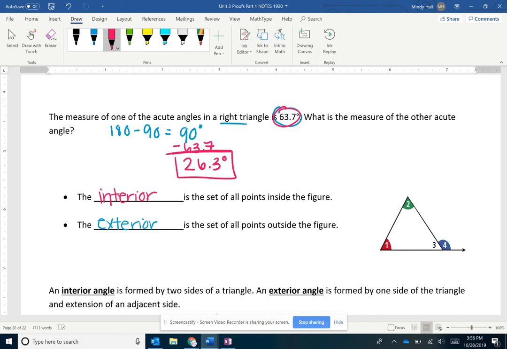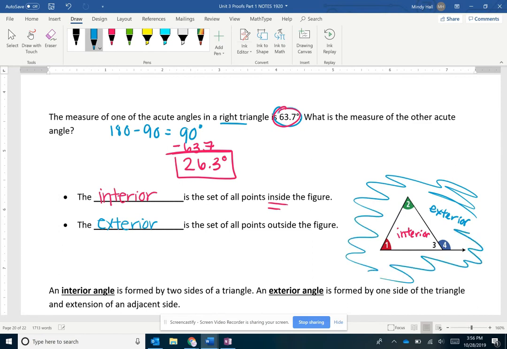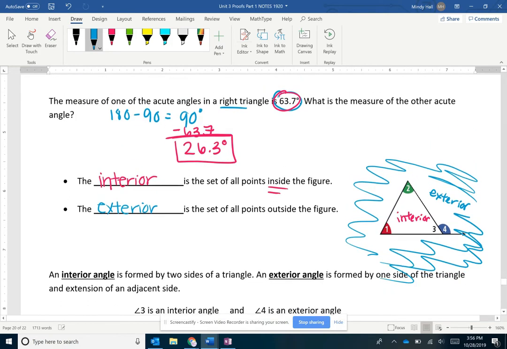Okay, so just in case you were unaware, the interior is the set of all points inside of a figure. So if we have this triangle, inside of the triangle is the interior, and then the exterior is everywhere outside of that triangle. Okay, so an interior angle is formed by 2 sides of a triangle.